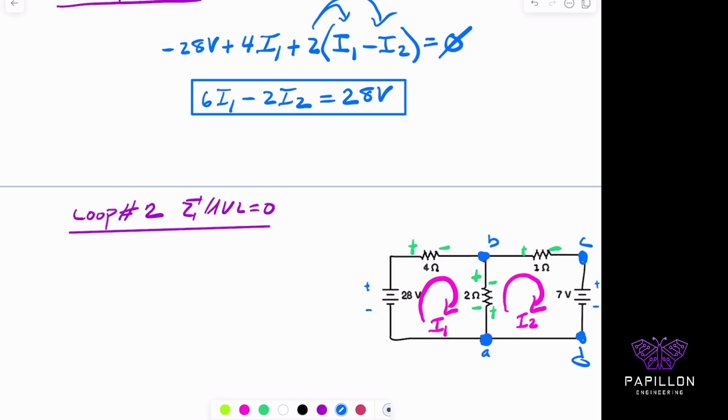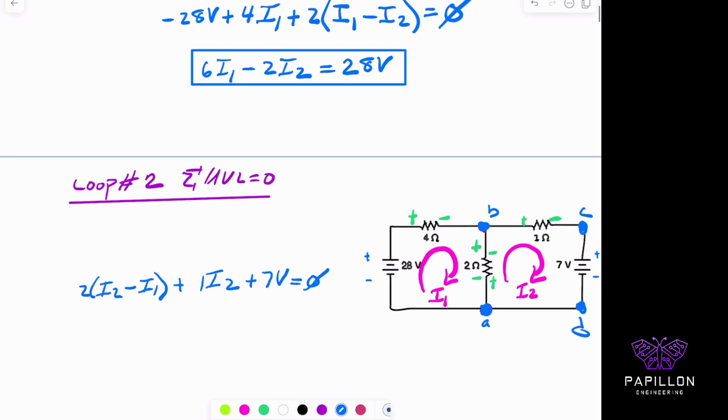It's going to be read as, and in here, notice now I'm on the right side of this loop, the positive terminal is there. So with that there, I'm going to read as 2, and I'm in the second loop, so we have 2 times I2, and what's opposing that flow is I1's mesh current, plus 1 I2, plus 7 volts equals 0. Okay, so I do what I did before, just simplify this to try to reduce it. And so with this, 2 I2 minus 2 I1 plus 1 I2 plus 7 volts equals 0.